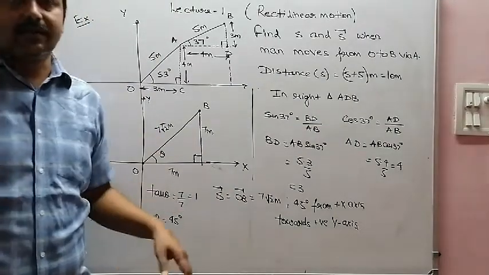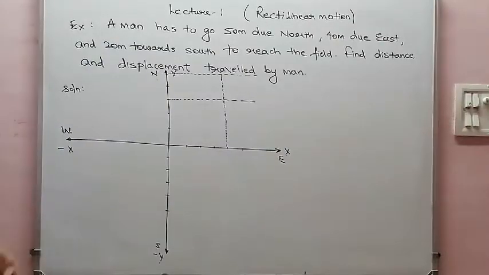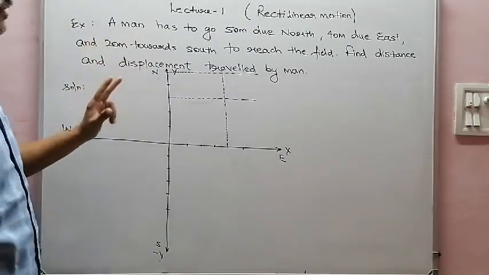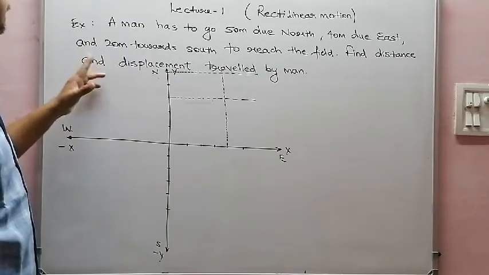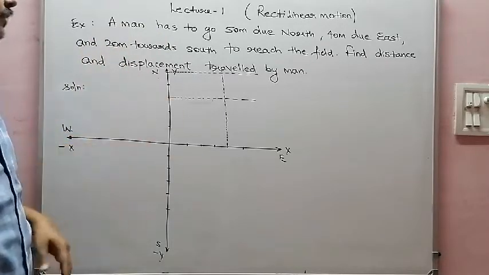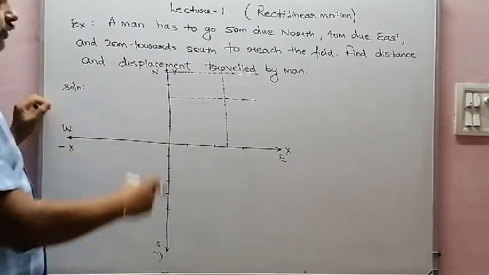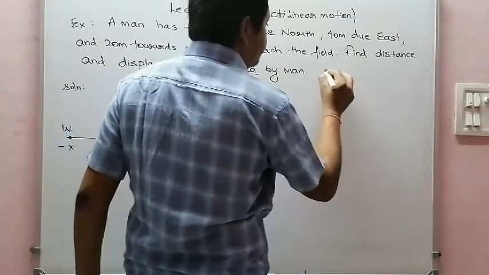Let's discuss another example. Next example, a man has to go 50 meter due north, 40 meter due east, and then 20 meter towards south to reach the field. Find the distance and displacement traveled by the man. So again, method first.